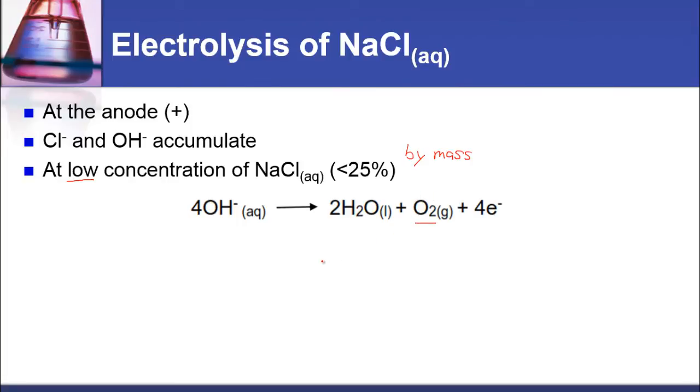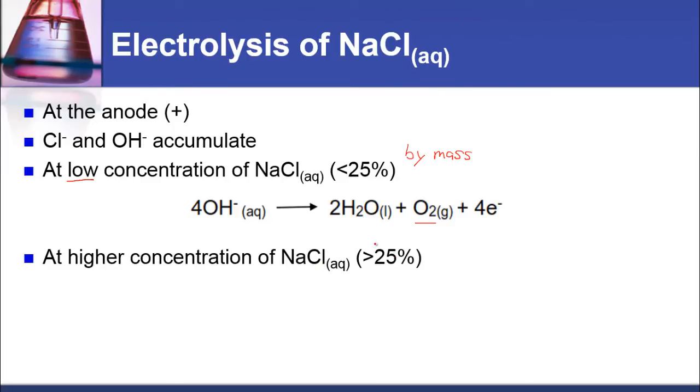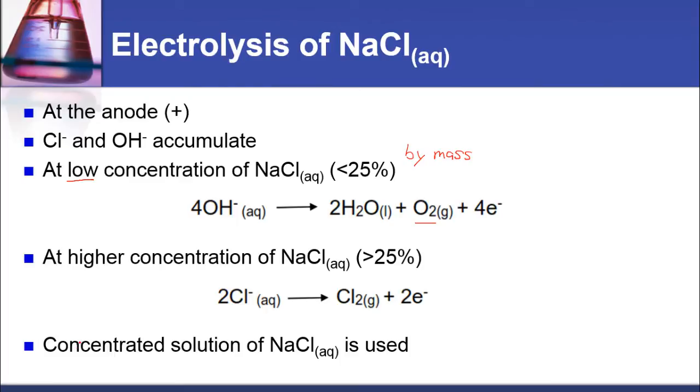But if you use a high concentration, greater than 25% by mass, you get chloride ions being discharged to give you chlorine gas. Because we want chlorine gas, it's used to make bleach, we use a concentrated solution. So you have to know at low concentration you get O2, at high concentration you get Cl2. Therefore we use a concentrated solution of sodium chloride.